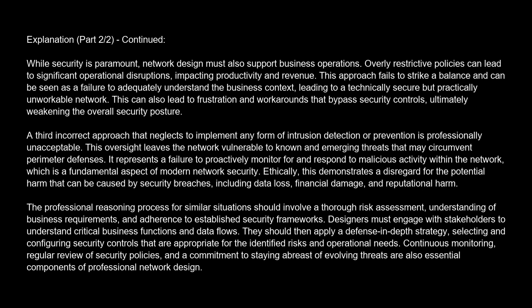A third incorrect approach that neglects to implement any form of intrusion detection or prevention is professionally unacceptable. This oversight leaves the network vulnerable to known and emerging threats that may circumvent perimeter defenses. It represents a failure to proactively monitor for and respond to malicious activity within the network, which is a fundamental aspect of modern network security. Ethically, this demonstrates a disregard for the potential harm that can be caused by security breaches, including data loss, financial damage, and reputational harm.